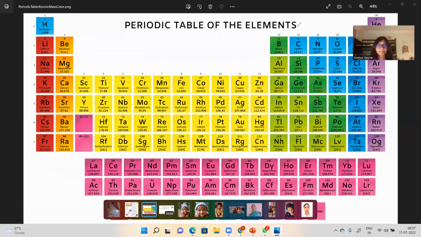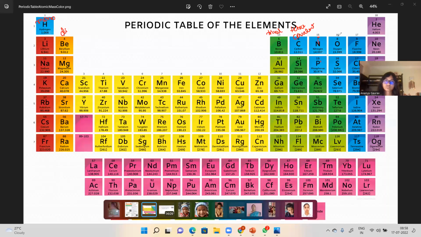Tetravalent bond, trivalent bond. This is a divalent bond. This is monovalent. But here the bond is what? 5 electrons in the outermost shell. The valency of this one is 5. Valency is how many electrons are there in the outermost shell. So it will be 5. Okay, wait. This one will be 6.